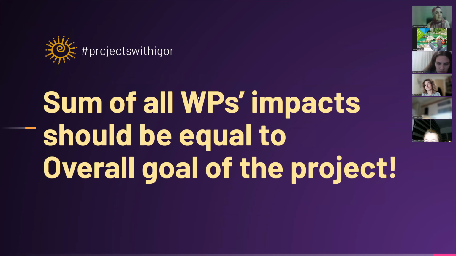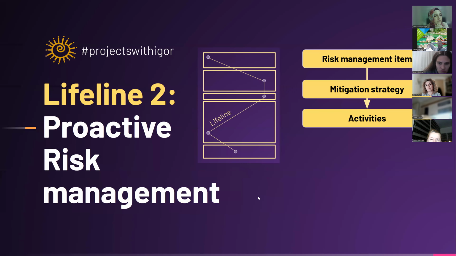And this is super important. As I said, the sum of all work package impact should be equal to the overall goal of the project. So this is the first thing, what you call the impact pathway for your project as well. So now we are in the lifeline again.